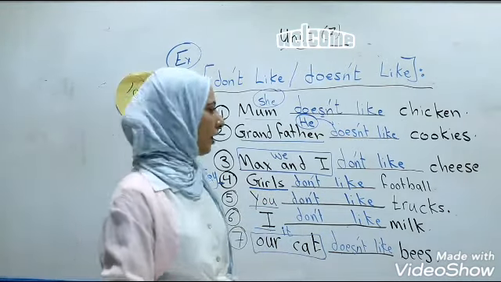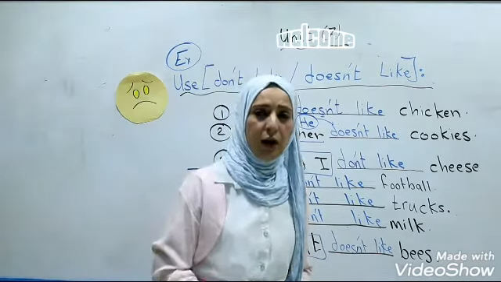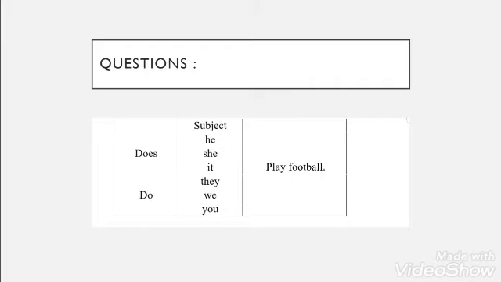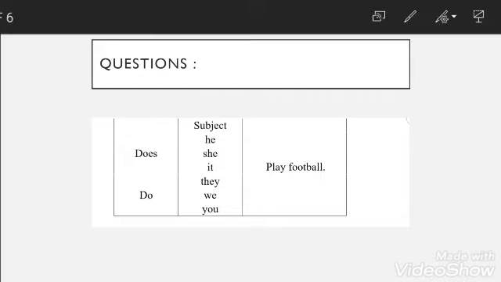Don't forget this rule. Now, if you want to make a question, what? If I want to make a question, I will start with does with singular subject, he, she, it; do for plural subject, they, we, you, and I. And don't forget to put a question mark when we finish writing the question.